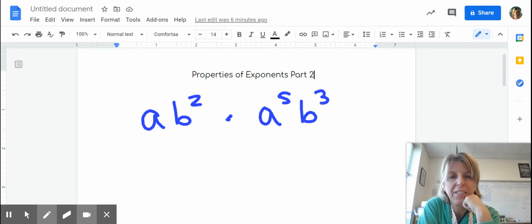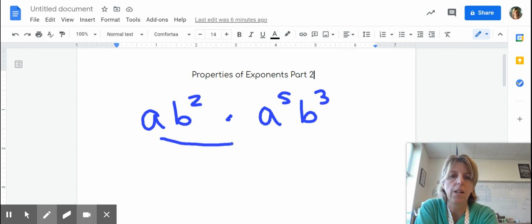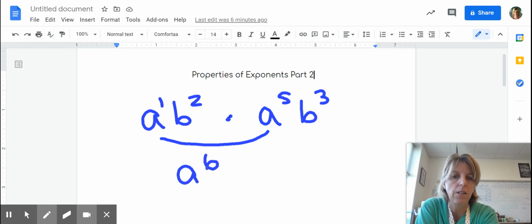Pause the video, give it a try. All right, what'd you get? Put these together. Remember, there's an invisible 1 right there. There's an invisible 1, so we're going to have a to the 6th times b to the 5th. When you multiply, you add, so it's going to be a to the 1 plus 5 and b to the 2 plus 3. All right, try another one.